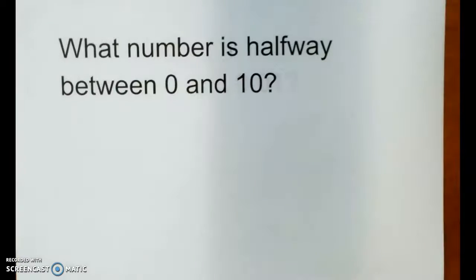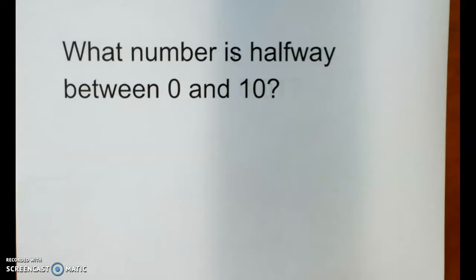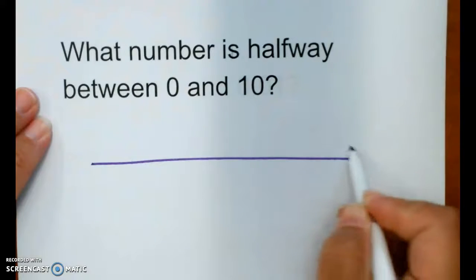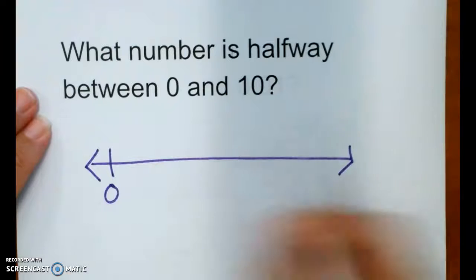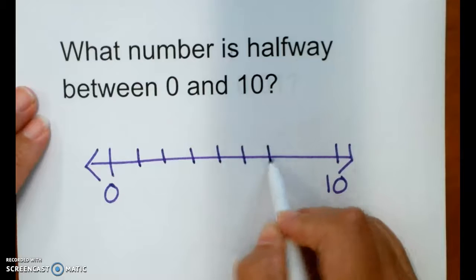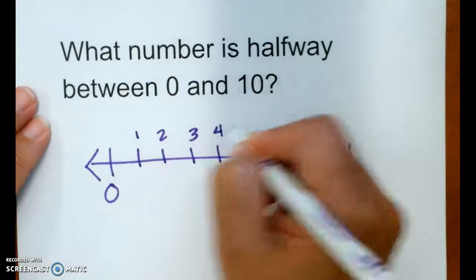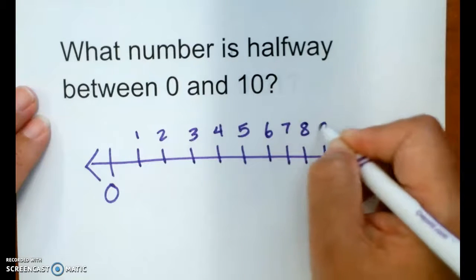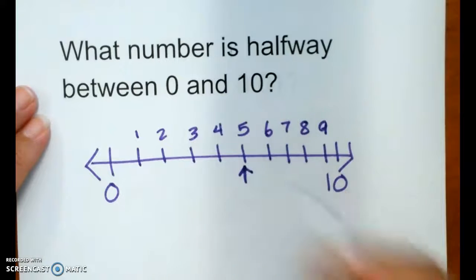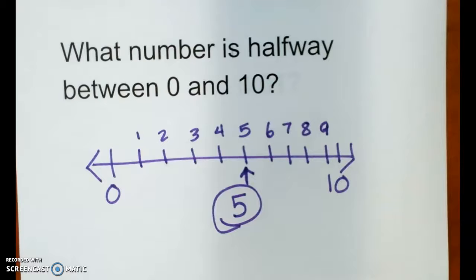But before we get started on that, we're going to work on some fluency. What number is halfway between 0 and 10? To figure that out, I'm going to draw a number line. I have 0 at one end. I have 10 at the other. 1, 2, 3, 4, 5, 6, 7, 8, 9 marks, and there's my 10. 5 is halfway in between. Okay, we know that. We're super smart 5th grade mathematicians. We know that 5 is halfway between 0 and 10.